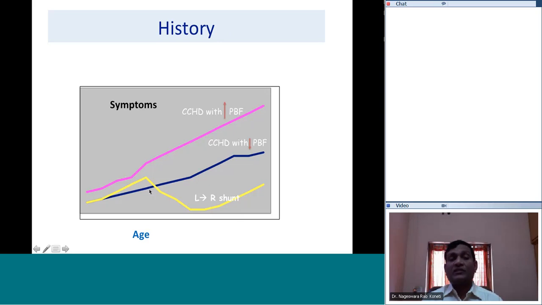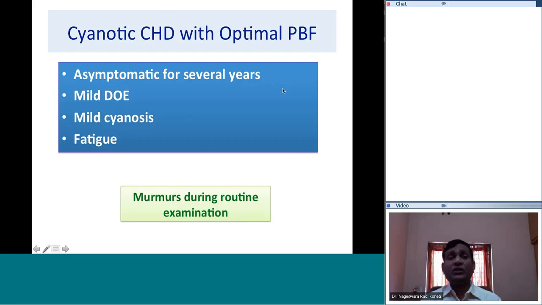symptoms of cyanosis and fatigue and other things is usually suggestive of cyanotic congenital heart disease with reduced pulmonary blood flow, whereas heart failure and cyanosis which come very rapidly, and they never get any kind of relief or asymptomatic stage, is usually suggestive of cyanotic congenital heart disease with increased pulmonary blood flow. They develop very early pulmonary vascular obstructive disease. So cyanotic congenital heart disease with optimal pulmonary blood flow is generally asymptomatic for several years, with mild dyspnea on exertion, mild cyanosis and fatigue.